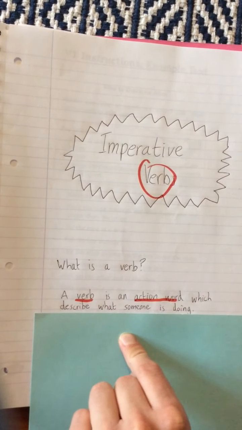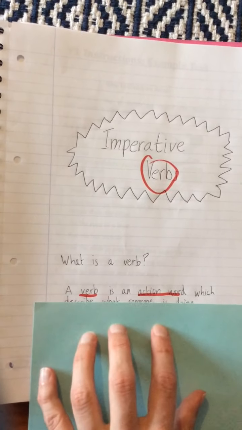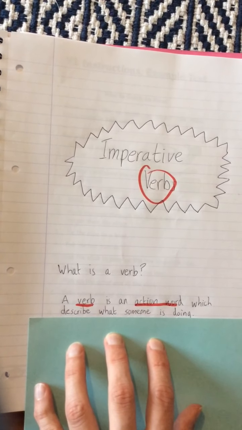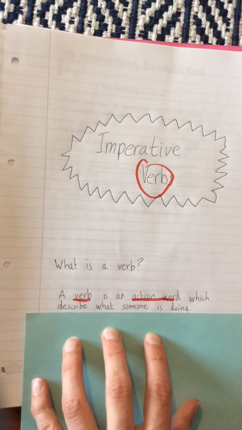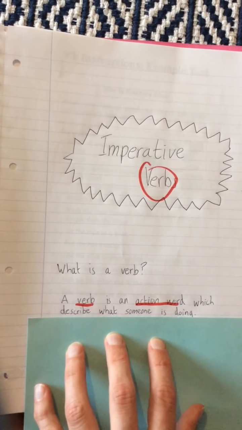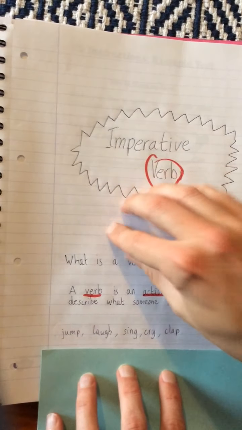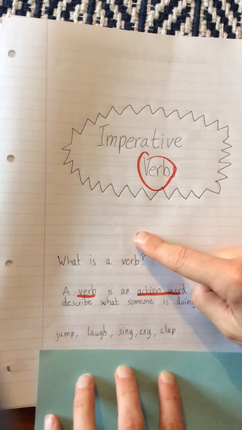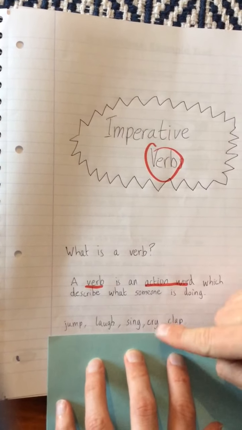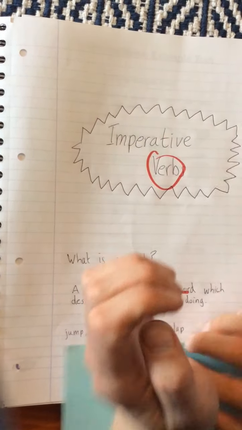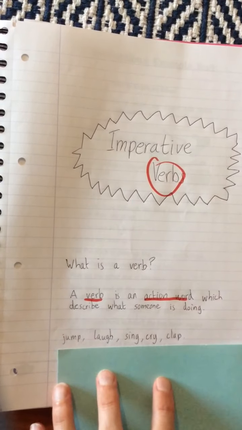Pause again in a second and just have a chat with your mom or dad or brother and sister about if you can think of any verbs. Okay? Brilliant. So one verb you could have is jump, laugh, sing, cry, or clap. And I'm sure you guys can think of lots of other ones.